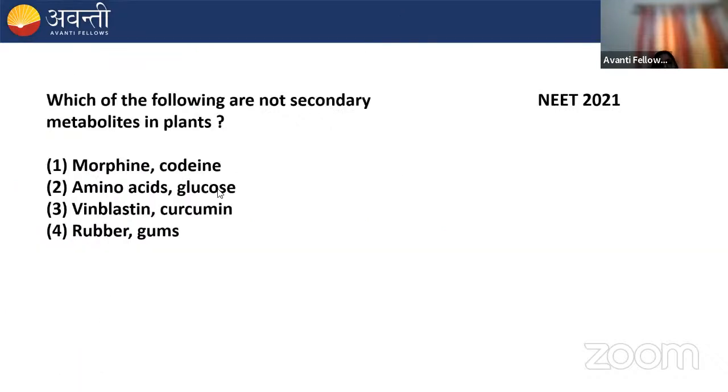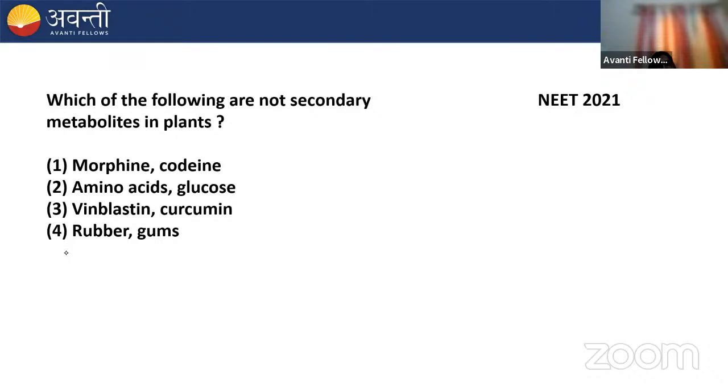Okay, now moving to the next one. Which of the following are not secondary metabolites in plants? I told you, remember that table given in NCERT, which contains all the examples of secondary metabolites. Please learn that table by heart, beta.